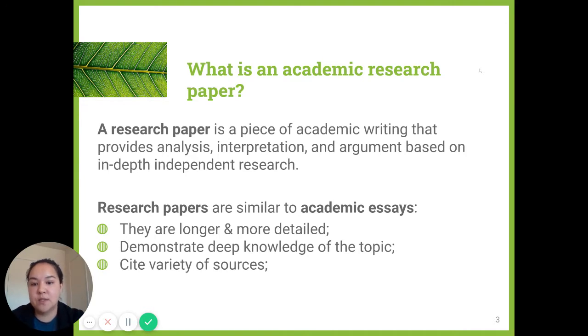They cite a variety of sources. Normally in academic writing, you would cite 1 or 2 pieces of evidence per paragraph. In the research paper, it can be as many as you like, but on average, 3 to 4 pieces of evidence per paragraph. And finally, you would demonstrate your research input.